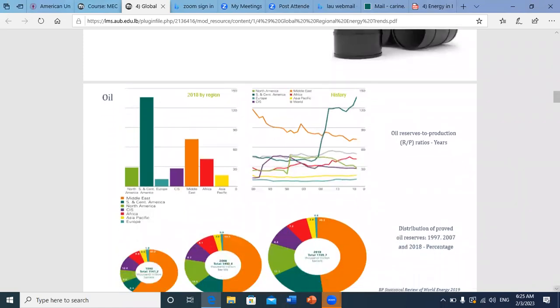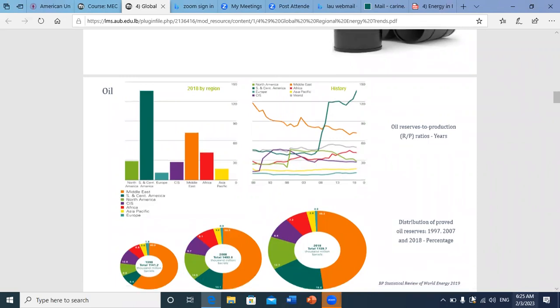So here we can see oil reserves to production rate in several countries. Of course, if a country recently discovers reserves, this will lead to a sudden increase in the ratio of R over P. As you can see here, for example, in South and Central America, we know that now these countries are very rich in such oil reserves, and they are extracting oil. This leads to a sudden increase in the ratio of reserves over production.